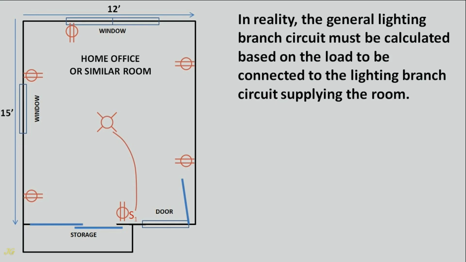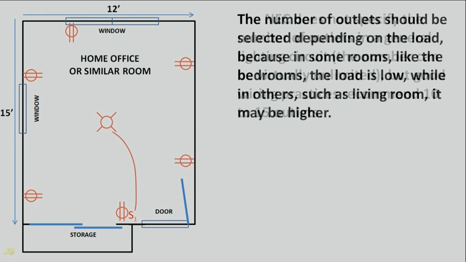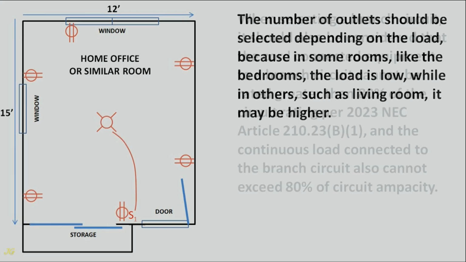In reality, the general lighting branch circuit must be calculated based on the load to be connected to the lighting branch circuit supplying the room. The NEC does not specify the number of outlets in a general lighting circuit. The number can be virtually unlimited, but good wiring practices recommend 10 to 15 outlets. The number of outlets should be selected depending on the load, because in some rooms, like the bedrooms, the load is low, while in others, such as living room, it may be higher.